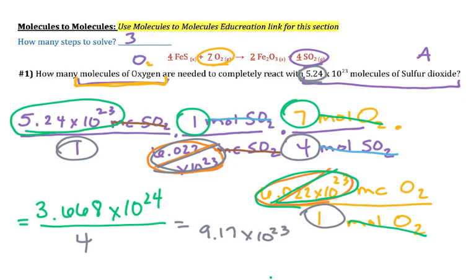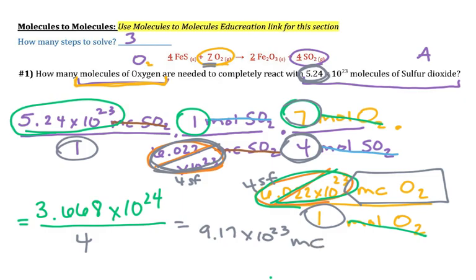My sig figs match up. I need 3 sig figs from my 5.24. My Avogadro's number has 4 sig figs, and both of those are there. Our molar conversion ratios are exact numbers, so those don't count toward sig figs. So my final answer is going to be 9.17 times 10 to the 23rd, and I need to go and add on the units and substance, molecules of oxygen.